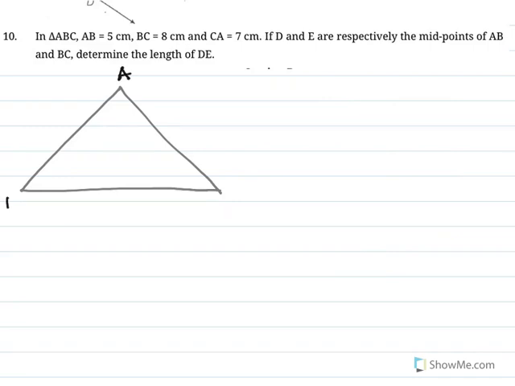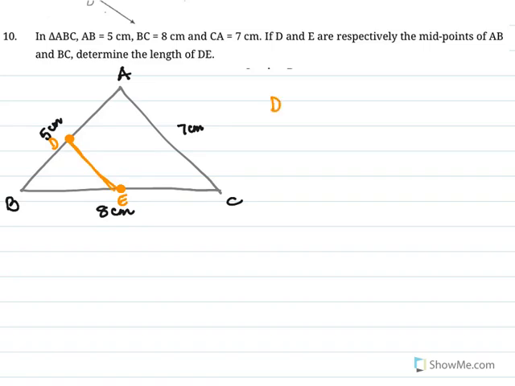In triangle ABC, the sides are given. AB is given as 5 centimeters, BC is given as 8 centimeters, CA is given as 7 centimeters. D and E are the midpoints of AB and BC. So D is the midpoint of AB, so I put here D. And E is the midpoint of BC, so here. So I have D here, and I have E, and I have to find what is DE.